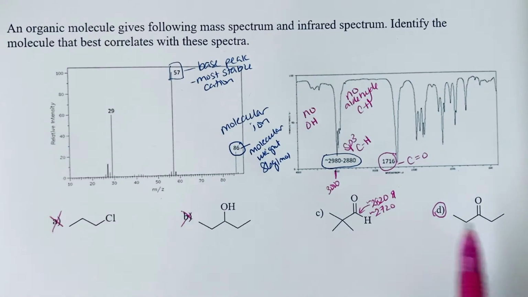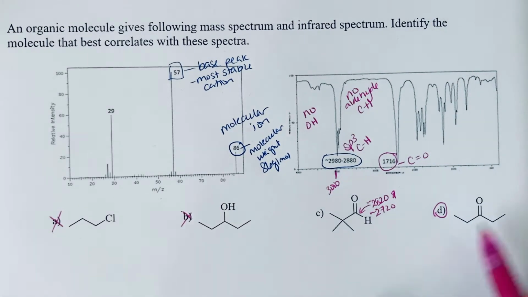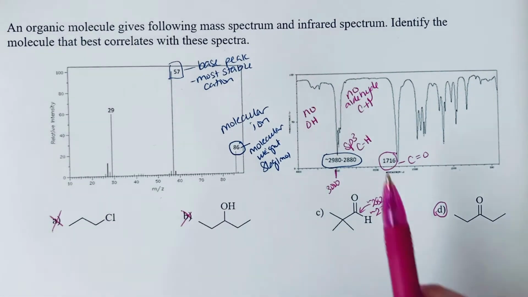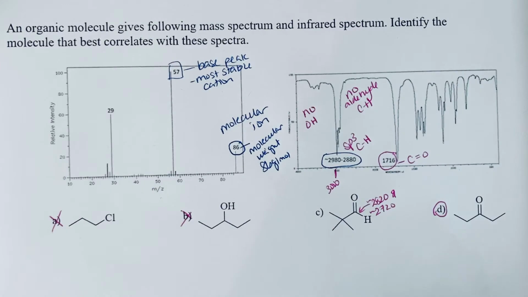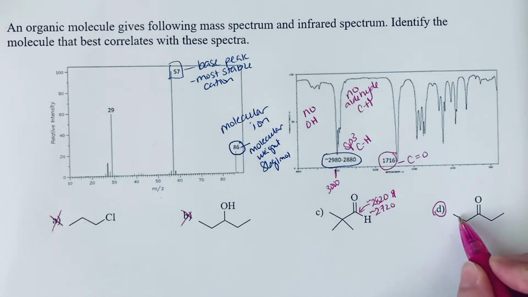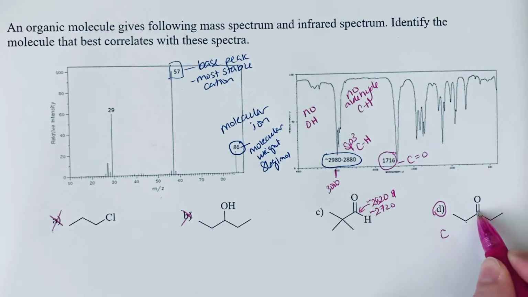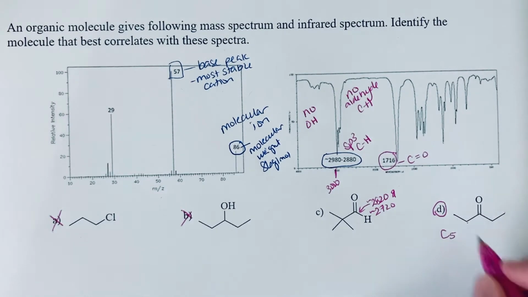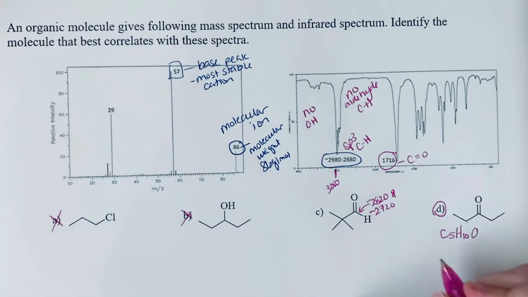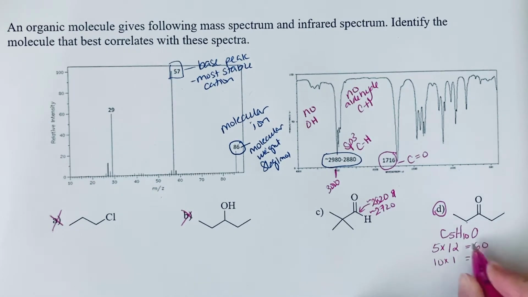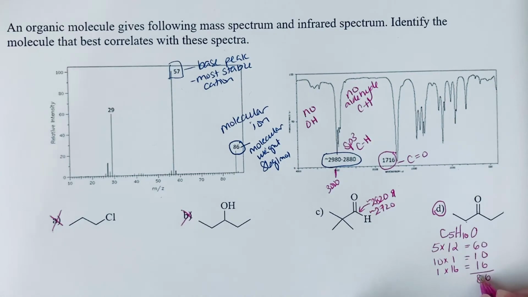We can take this back to the mass spectrum now to confirm. The mass of this molecule needs to weigh 86. We know that these two spectra identify the same compound, so we need to make sure that everything is consistent. We can add up the weight. We have 5 carbon atoms, 10 hydrogens, and 1 oxygen. So 5 times 12 for the carbon is 60, 10 times 1 for the 10 hydrogens, and then 1 times 16 for the oxygen. And we can see that this does indeed weigh 86.